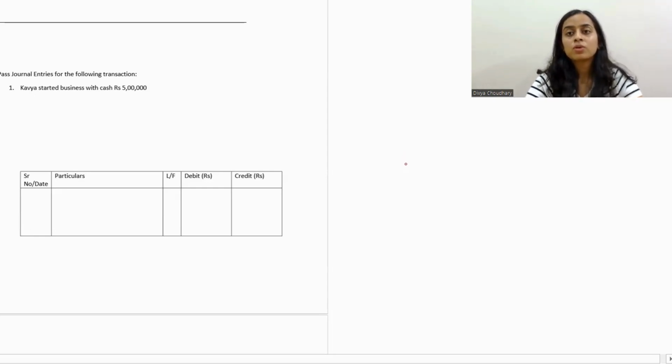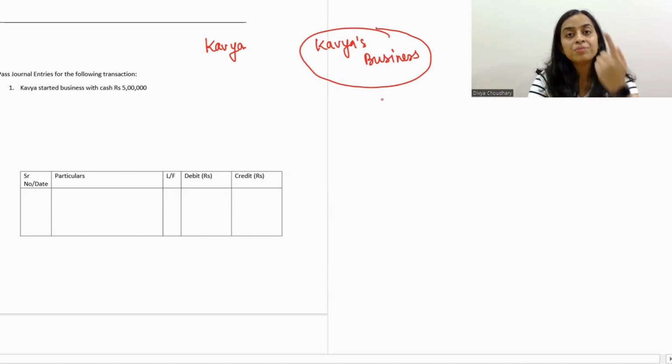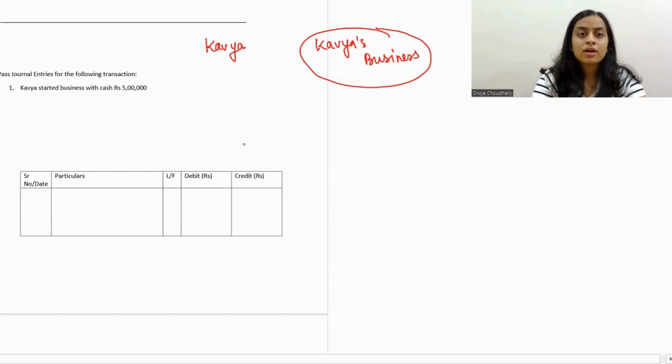My first transaction here is Kavya started business with cash rupees 5 lakh. Before starting the journal entry, we need to understand one thing: while recording transactions, we and our business are two different entities. So here, Kavya and Kavya's business are two different entities. We're recording transactions for Kavya's business, so we have to apply all the rules from the business point of view.